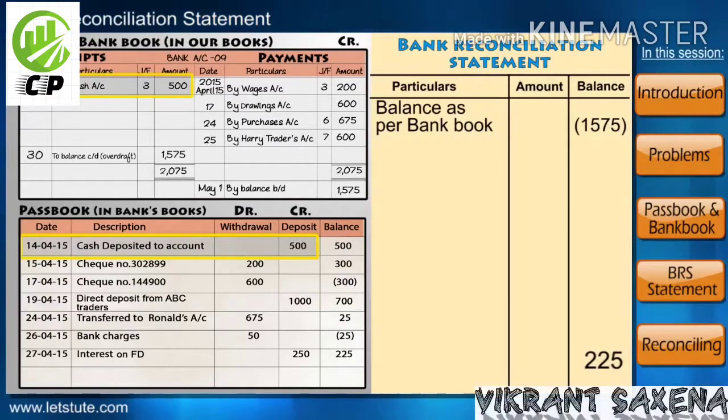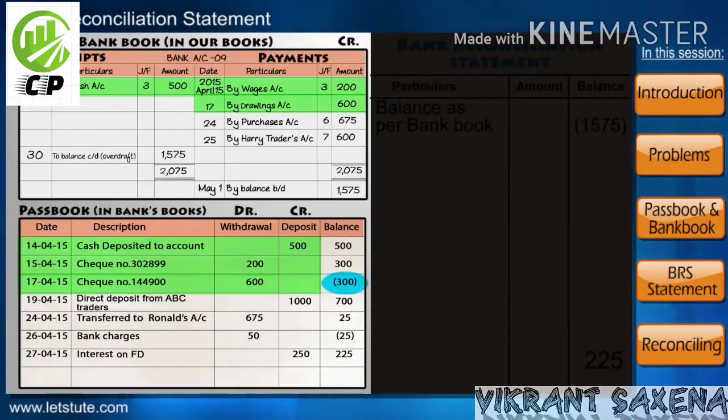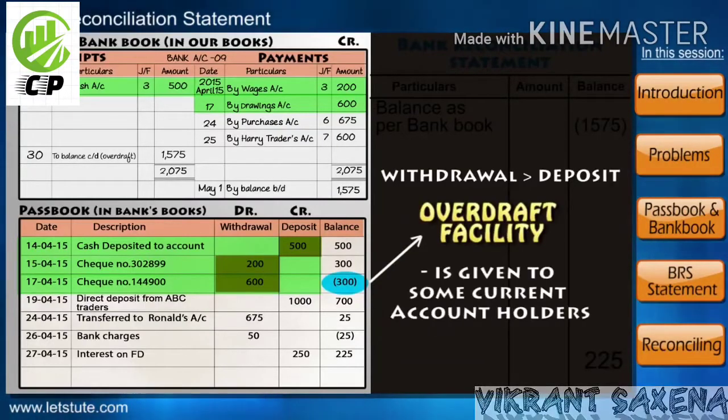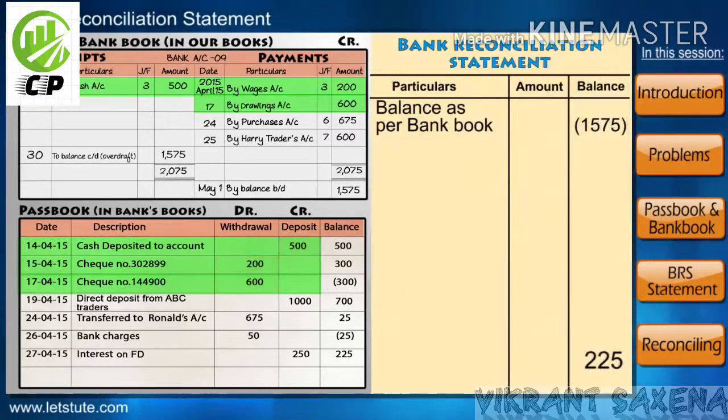Okay, so coming back, we've deposited cash 500. Bank to cash is the entry. This entry is there in both the books. Then we paid for wages 200. Again, we withdrew for drawings. Here our balance has gone in minus as we have used excess amount than what was already in the bank. This is called an overdraft facility, where up to a certain limit an excess amount can be withdrawn from our account for a fee.